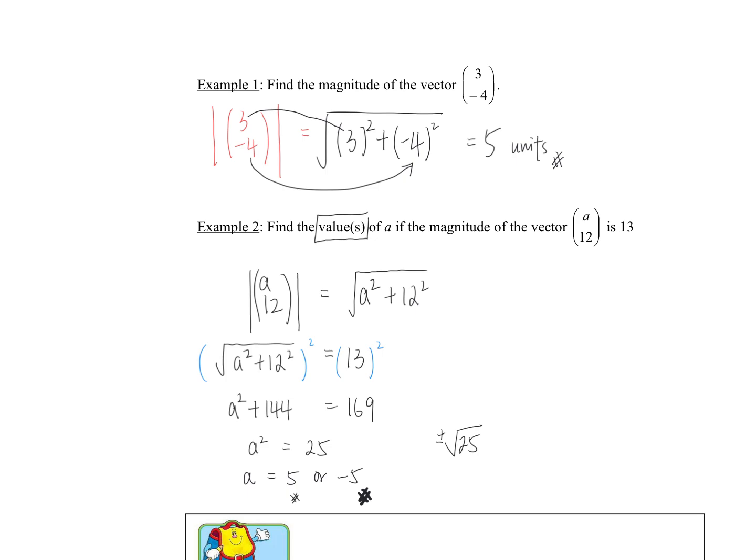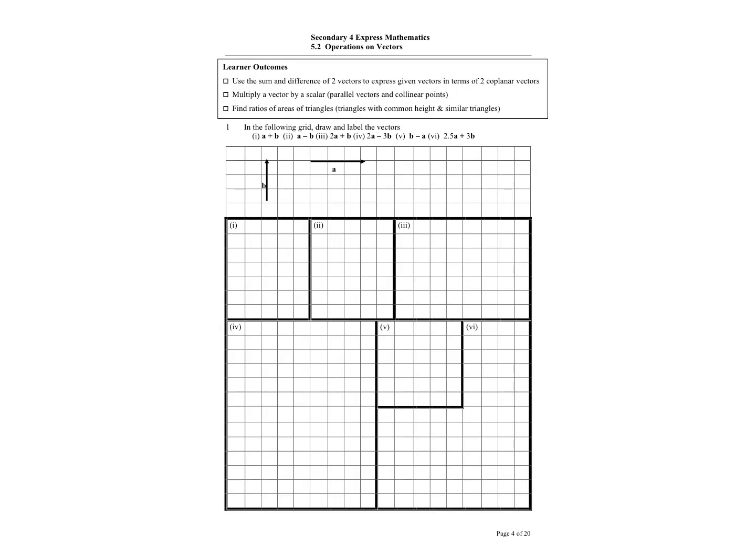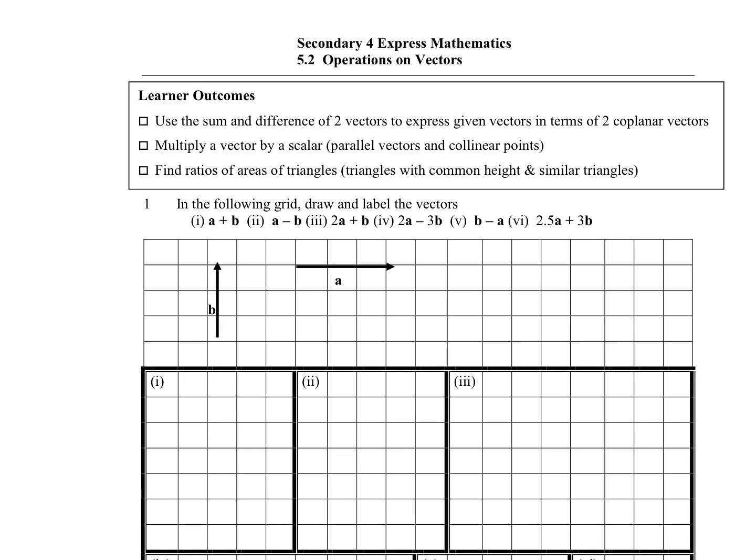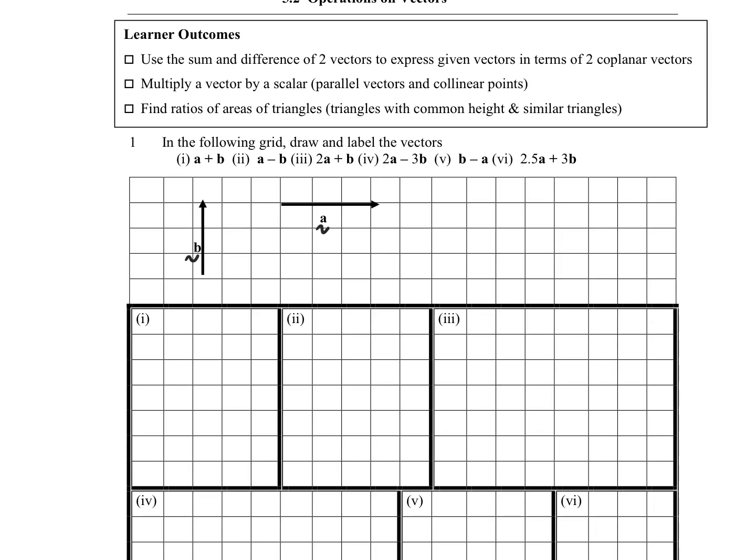Okay, this one. So, assuming this is A and this is B, if I want to draw A plus B, let me start from A. A is 3 boxes to the right. B is 3 boxes upwards. So, A plus B is the diagonal here.